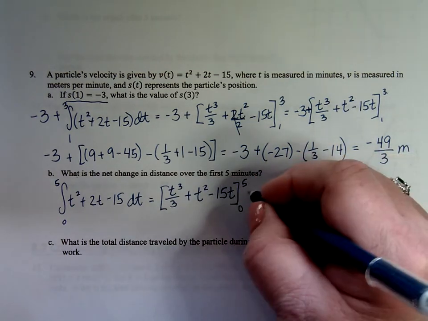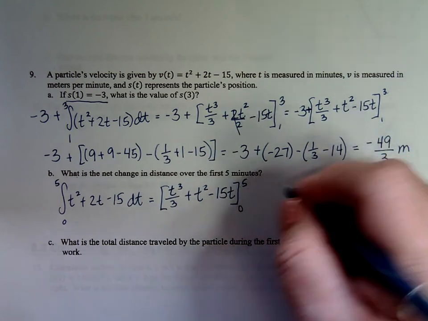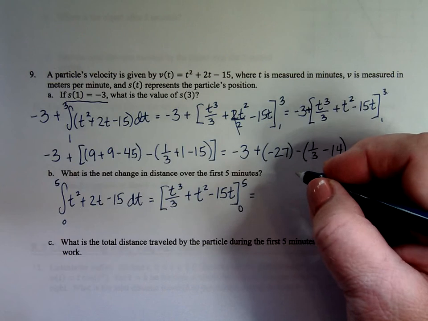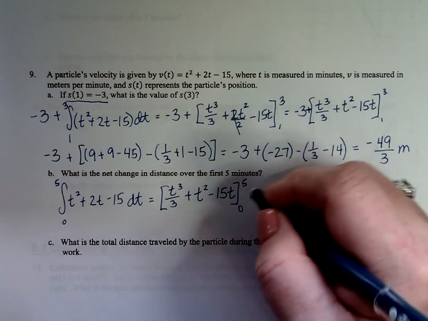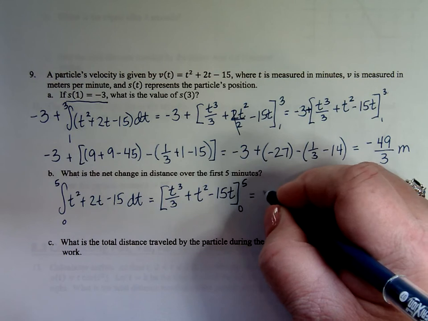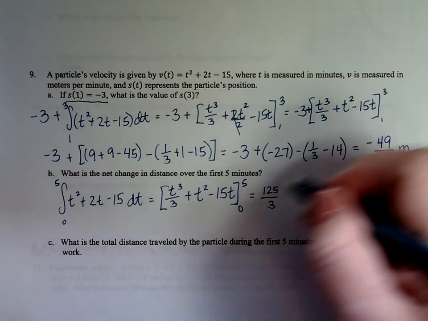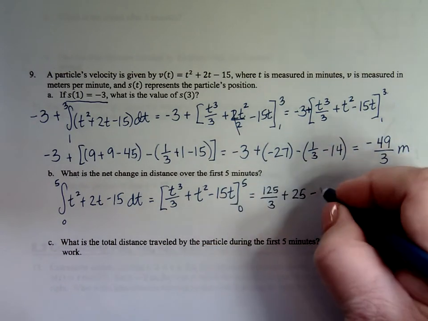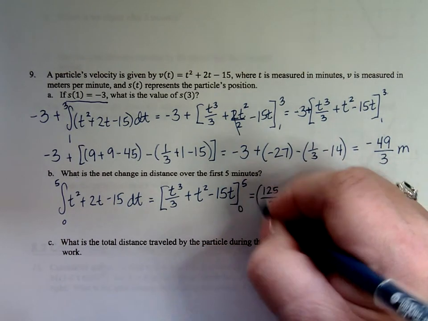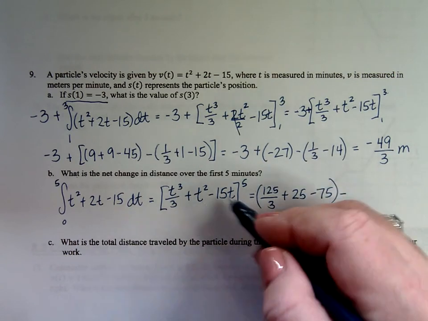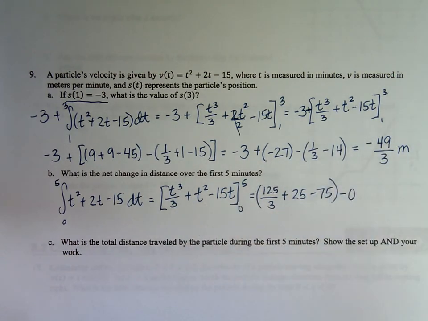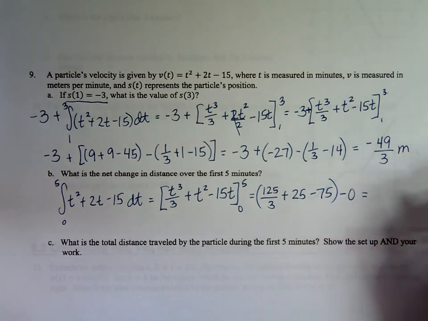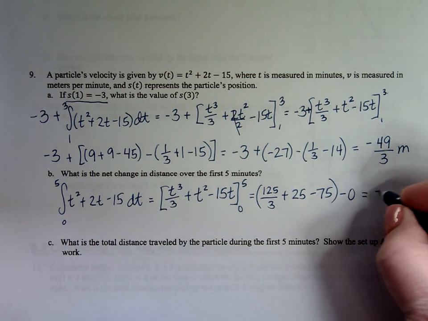All right, there's my situation. If I put a 5 in, 5 cubed is 125, so 125 over 3. If I put a 5 in here, plus 25. If I put a 5 in here, it's minus 75. That's the beginning of this. But then if I put a 0 in, I get 0 out. And again, you calculate that out, common denominators and such, and your answer for this part is negative 25/3 meters.